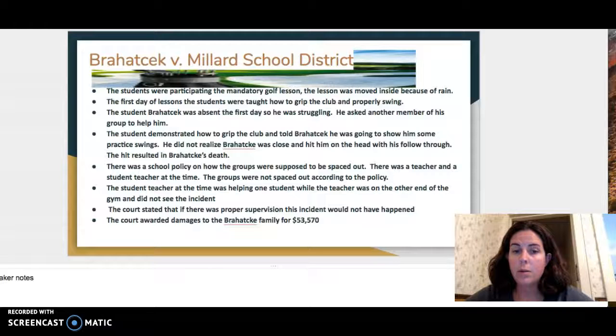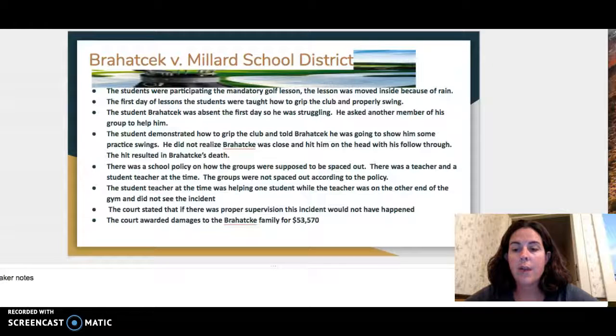There was a policy that the school had written up regarding the spacing of the groups. One person was supposed to be down at the end of the bleachers and two more people were supposed to be down at the other end, so that there was only one person swinging a club at a time. And this was not followed. At the time, there was a student teacher in the class, and the student teacher did not know that policy existed. And so he was helping one student while the supervising teacher was cleared out at the other end of the gym. And the supervising teacher did not realize that the student teacher was just helping one student, so he did not supervise the whole classroom.